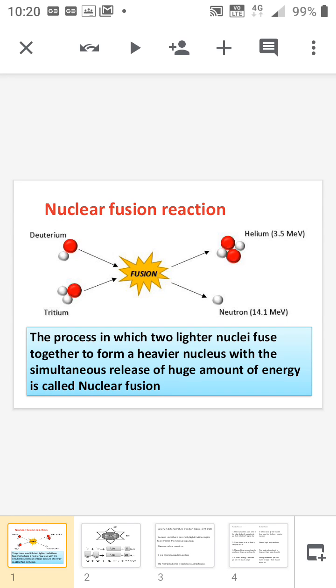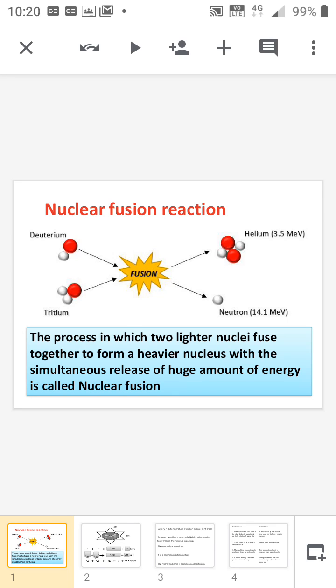Good morning, everybody. Today we are discussing the next topic, that is the nuclear fission reaction. In the last class, we discussed the nuclear fusion reaction. Now we are discussing the next topic, that is the nuclear fission reaction.